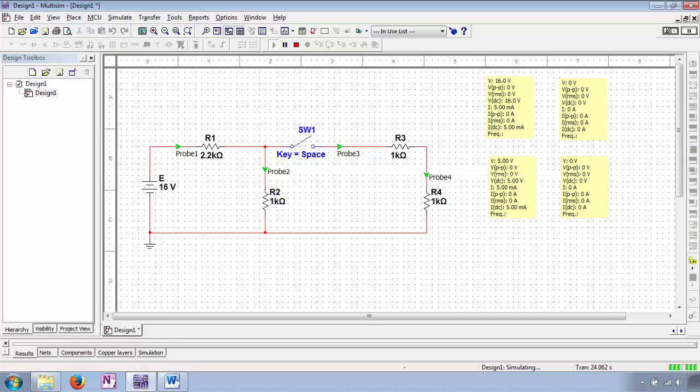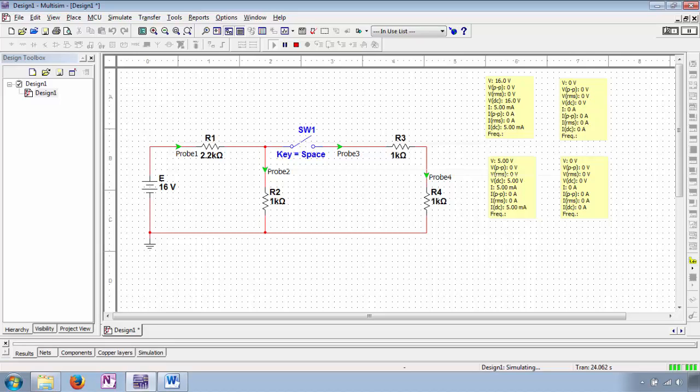When the circuit is simulated, the probes indicate values consistent with our first analysis when switch 1 is open. The current measured by probe 1 equals the current through probe 2 at 5 milliamperes, because with no other path, R1 and R2 are perfectly in series with one another. Probe 3 and probe 4 indicate no current and no voltage with respect to ground. The voltage at probe 1 is 16 volts higher than ground as can be expected. The voltage at probe 2 is 5 volts higher than ground as can be expected.